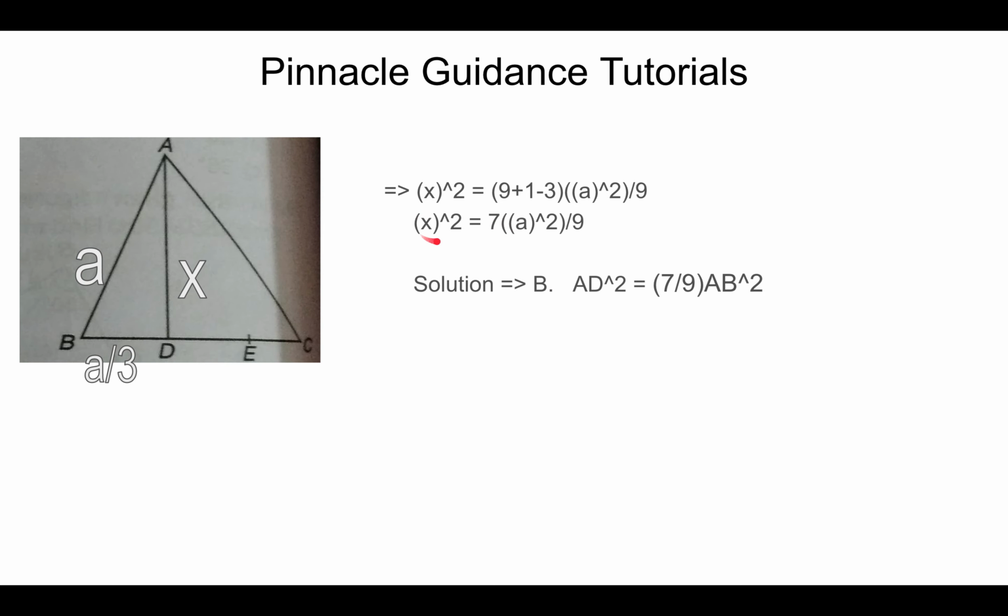As we all know, what was x? X was AD. So AD square is equal to 7 by 9 of AB square. What was A? A was AB. So this is the solution of this question.